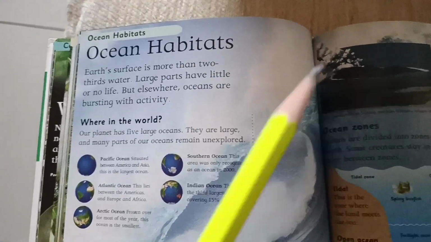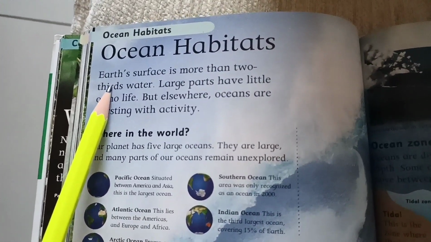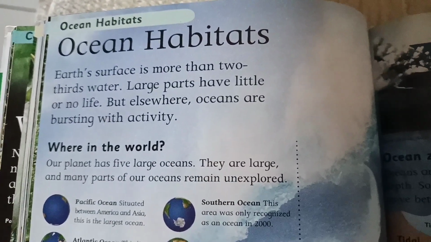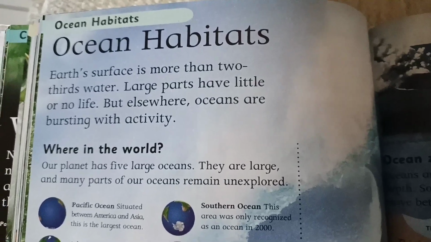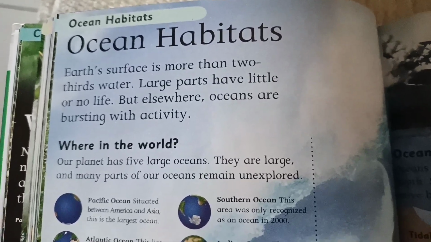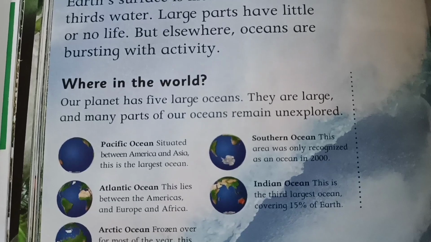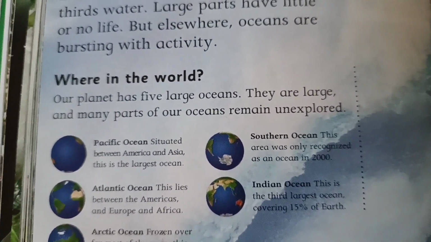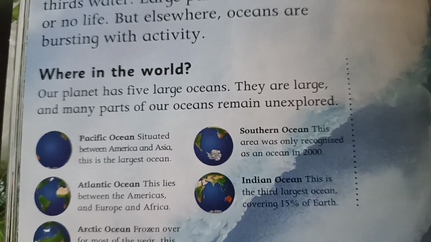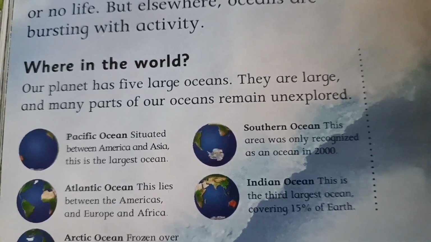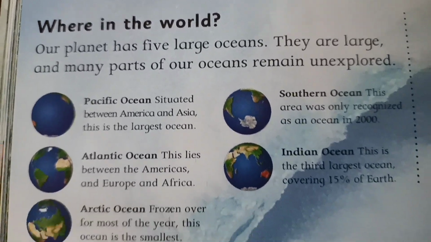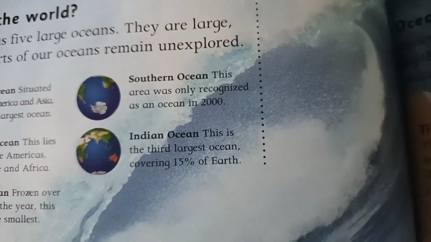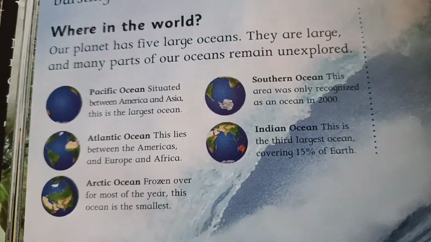Ocean habitats. Earth's surface is more than two-thirds water. Large parts have little or no life, but elsewhere oceans are bursting with activity. Where in the world? Everywhere in the world. Our planet has five large oceans. They are large and many parts of our ocean remain unexplored. Number one, Pacific Ocean, Atlantic Ocean, Arctic Ocean, Southern Ocean, and Indian Ocean. These are the five main oceans.